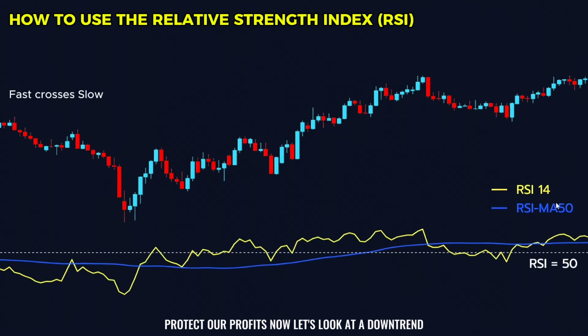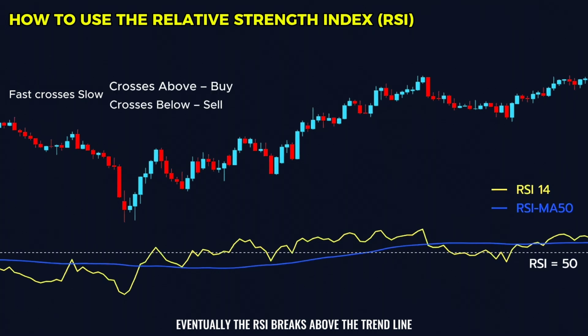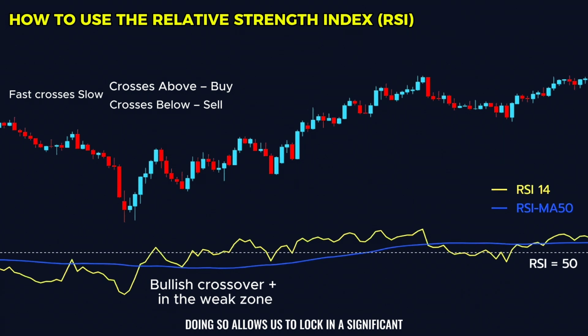Now, let's look at a downtrend. Suppose you've already opened a short position and you're looking for an exit. Once again, draw a trend line on the RSI. The RSI continues moving lower as bearish momentum remains strong. Eventually, the RSI breaks above the trend line. This tells us that bearish momentum is beginning to weaken. At this point, we can close the short position. Doing so allows us to lock in a significant portion of the profit.